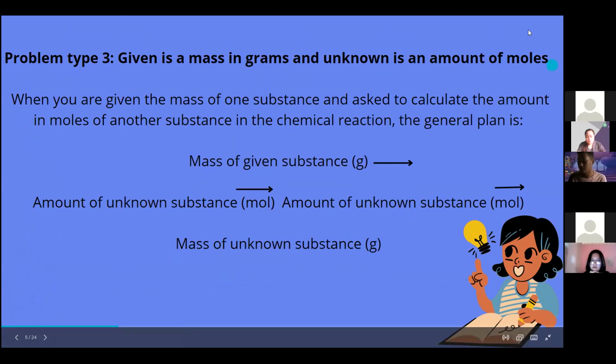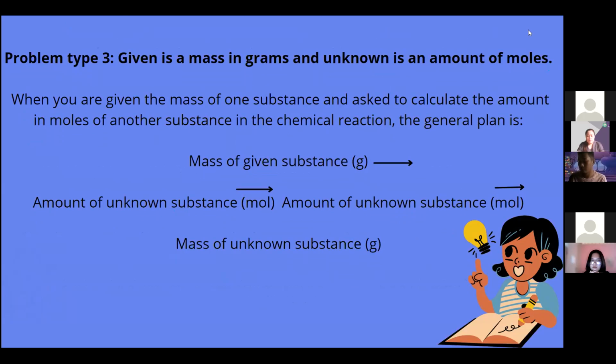When you are given the mass of one substance and asked to calculate the amount in moles of another substance in a chemical reaction, the general plan is mass of given substance in grams, amount of given substance in moles, amount of unknown substance in moles, then mass of unknown substance in grams. Next slide, please.